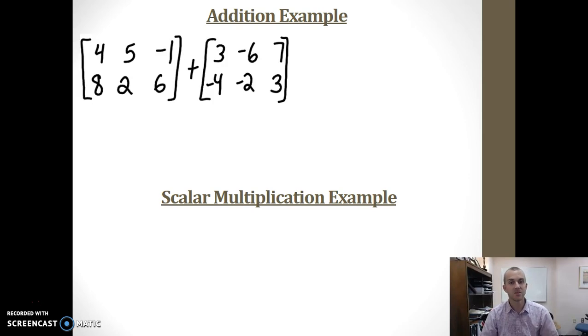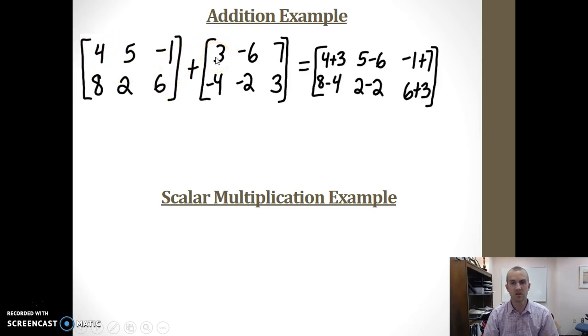Say I want to add two matrices. When I add my matrices, I want to add elements that are in the same location within each matrix. So in this case, I would say 4 plus 3, 5 plus negative 6, or 5 minus 6, negative 1 plus 7, so on and so forth. And then I can simplify each element to the point where I have that these two matrices added together become 7, negative 1, 6, 4, 0, and 9.